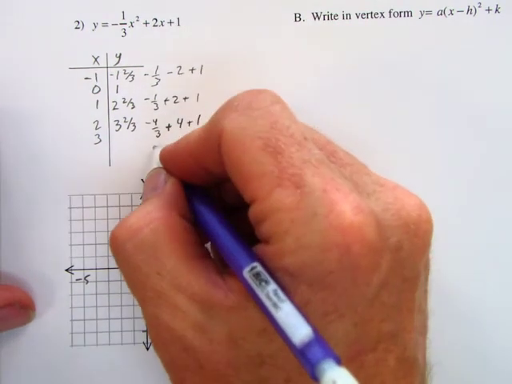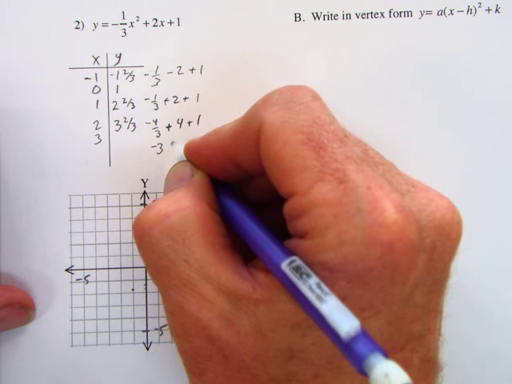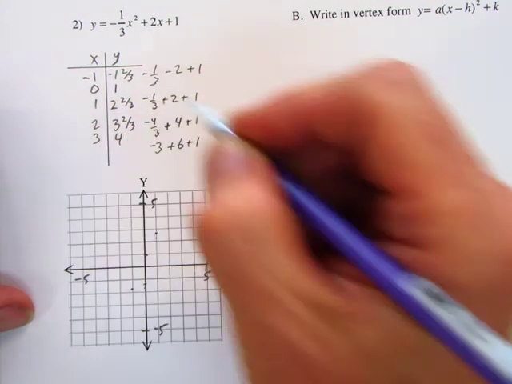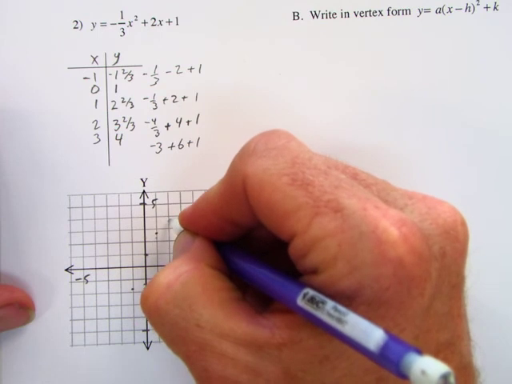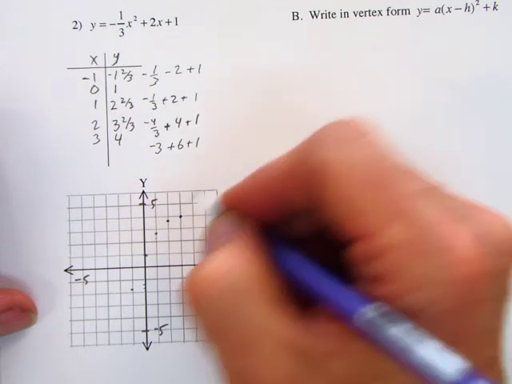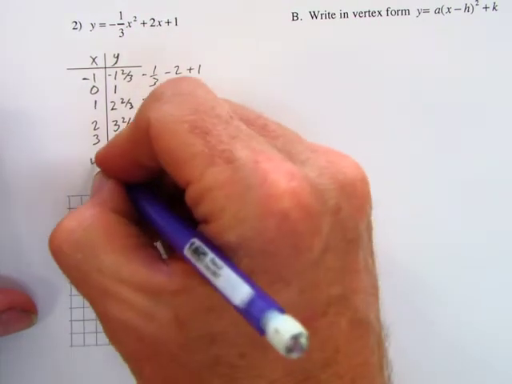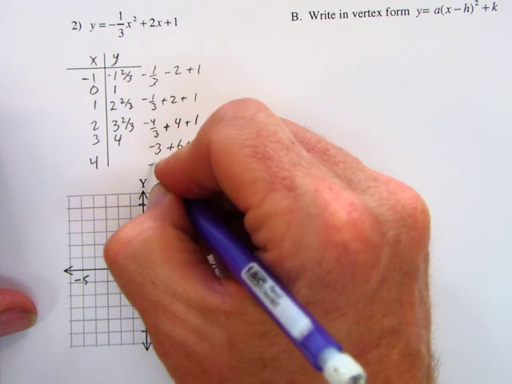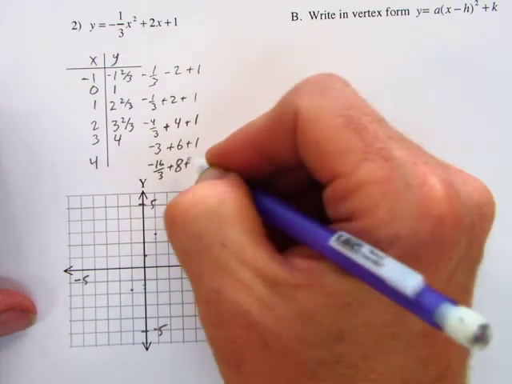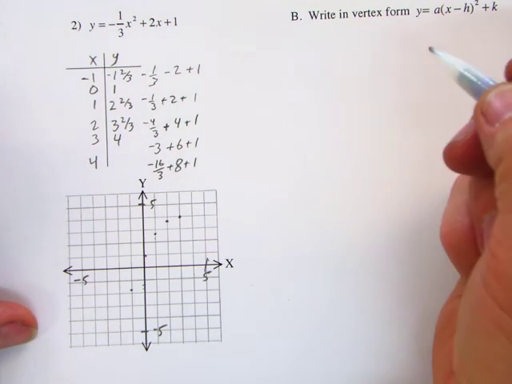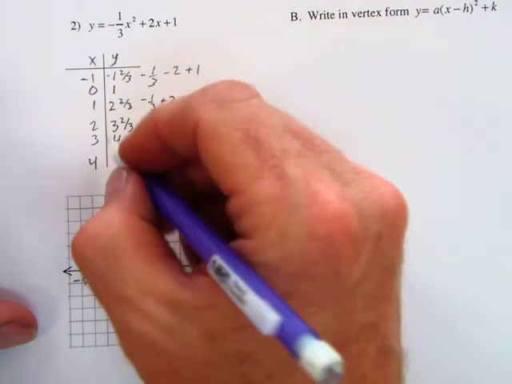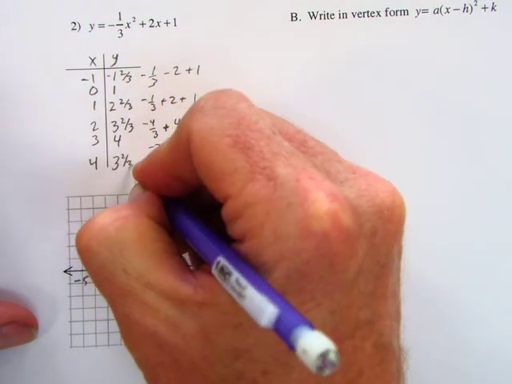3 squared is 9 times negative 1/3 is negative 3, plus 6 plus 1, 7 minus 3 is 4. So 3 2/3, a lot of those 2/3. 3, 4. Seems like we're getting pretty close. Let's do 4. That'd be negative 16/3 plus 8 plus 1, so 9 minus 5 1/3. 9 minus 5 would be 4, minus another third would be 3 2/3.